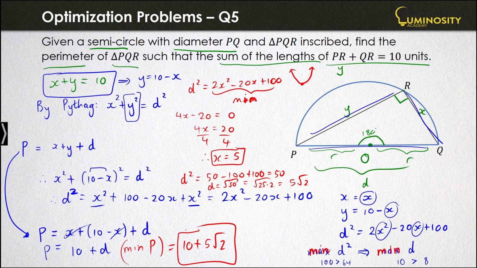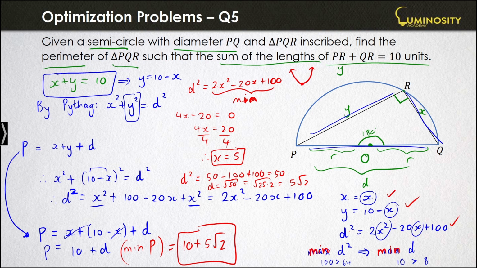So again, let's just summarize what we've done here. From a given semicircle, we used Euclidean geometry properties: the angle at the center is twice the angle at the circumference. That enabled us to get a right-angled triangle. From the right-angled triangle, we were then able to use the Pythagorean theorem to get d in terms of x and y. And then the goal was to get a function of just one variable, and we decided x to be that variable. So x, y, and d squared were all written in terms of x. Then solving for the perimeter, x plus y plus d, we just get 10 plus d.